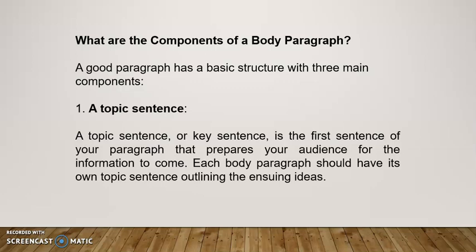And now we're going to look at the components of a body paragraph. A good paragraph should have a basic structure with three main components. So what are the three components of a body paragraph? The first component is a topic sentence. A topic sentence or key sentence is always the first sentence of your paragraph that prepares your audience for the information to come. Each body paragraph should have its own topic sentence outlining the ensuing ideas.